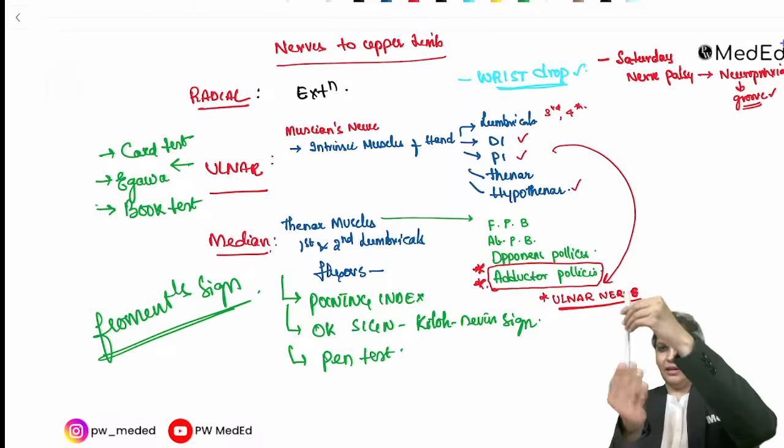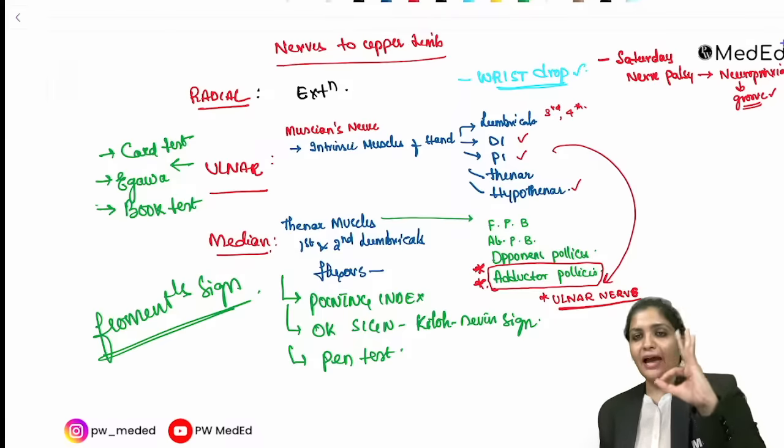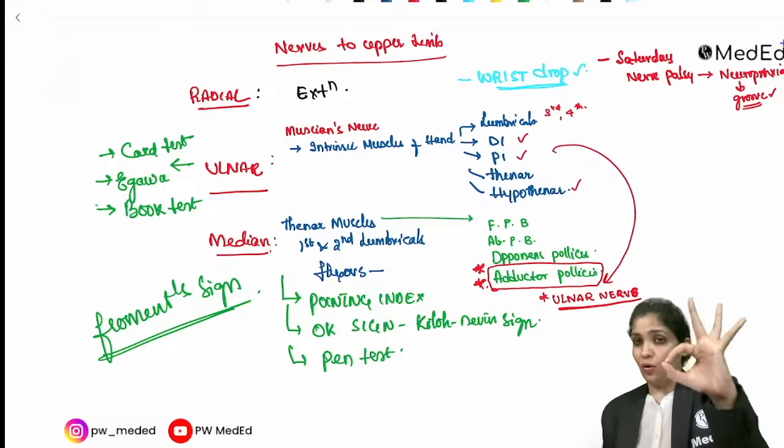This is for median nerve again. So this is your pen test. And the OK or Kiloh-Nevin sign is the test for your anterior interosseous nerve. You are able to do this. This means your anterior interosseous nerve is intact. It is also called Kiloh-Nevin sign. It is also called your OK sign.